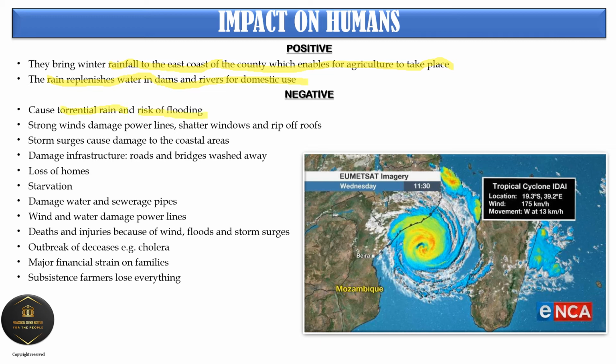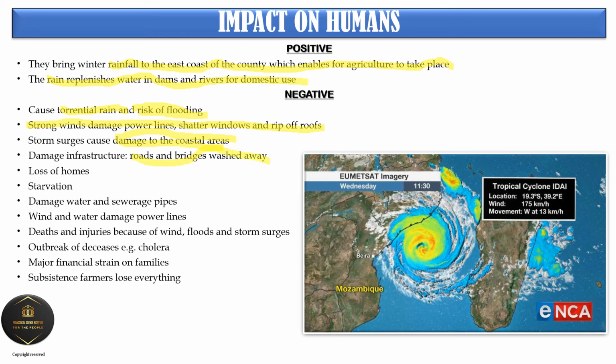And of course, when we have terrestrial rainfall, we are going to have inland flooding. So there's a high risk of inland flooding. And remember, they are associated with strong winds. So these winds will damage infrastructure, basically. The power lines, it will shatter windows, it will rip off roofs. The storm surges may cause flooding to coastal regions and damage of infrastructure over there.